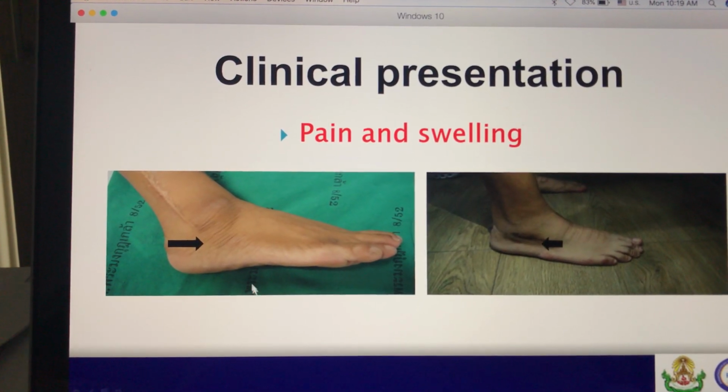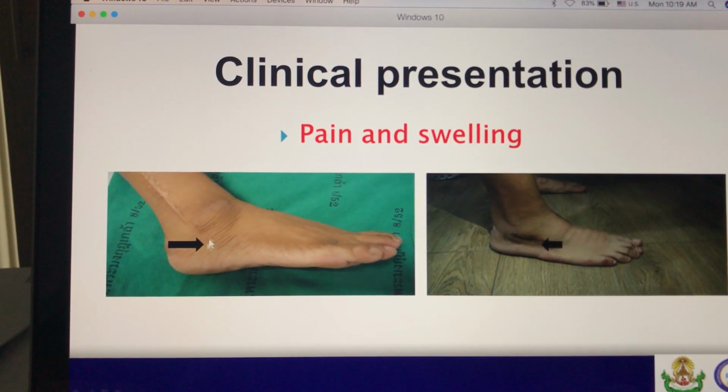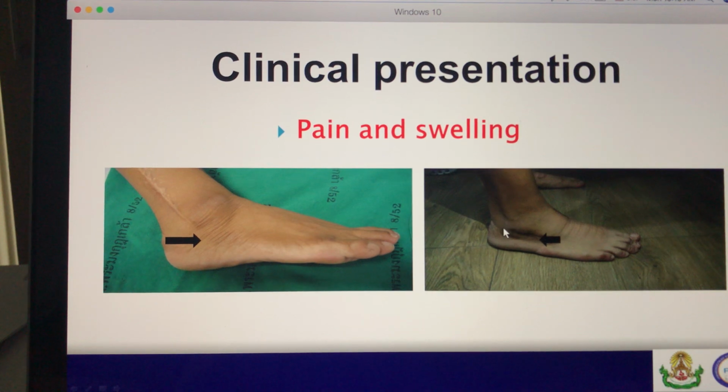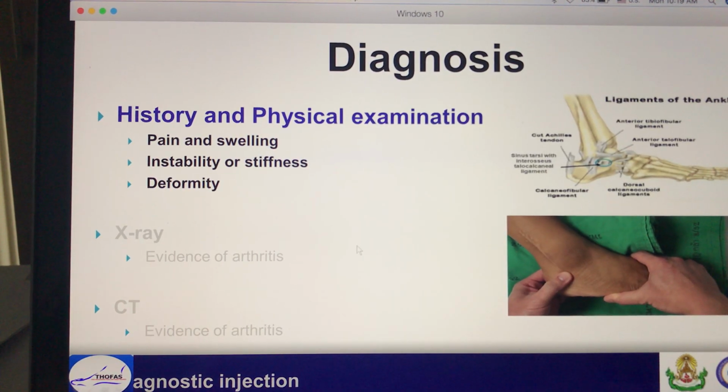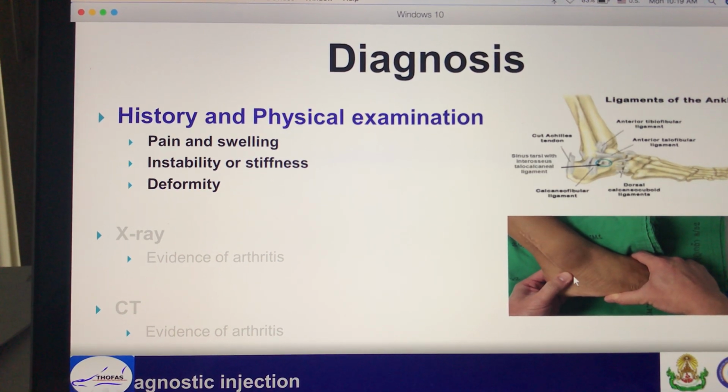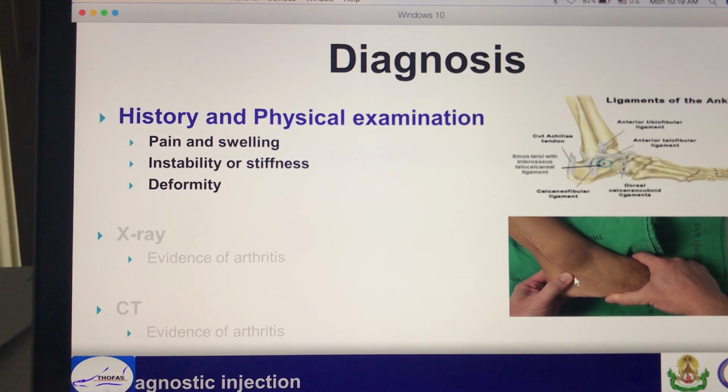So here's a picture of the clinical presentation. The patient is going to have some swelling and pain in this area where the subtalar joint is located. On examination, you can see pain and swelling. You can see instability, or sometimes it can be stiffness or deformity.